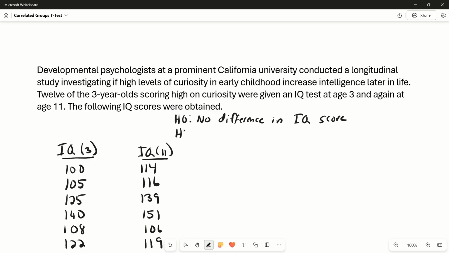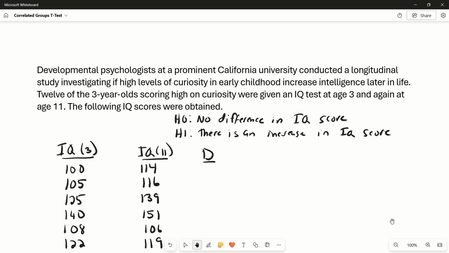And the alternative is there's an increase. So it's one tail, right? There is an increase, so it's one tailed in IQ scores. So age 11 IQ is higher than age 3 IQ. First, let's make the difference column.